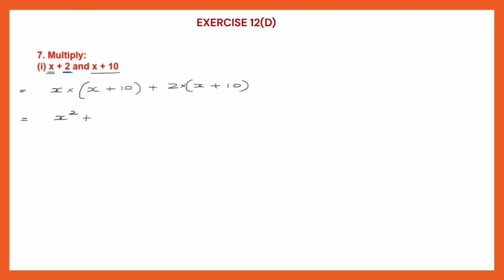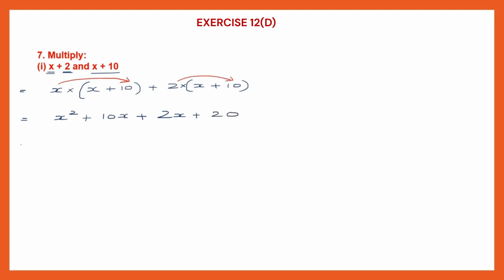So now let's multiply x into the second term, x into 10. x into 10 is 10x. Now we go on to the second part, so here we're going to write plus. Now look at the next one. Here we have 2 into x plus 10. First we multiply 2 into x and then 2 into 10. 2 into x is 2x plus, now we finish multiplying this. So we're going to go on to 2 into the next term, which is 2 into 10. 2 into 10 is 20.